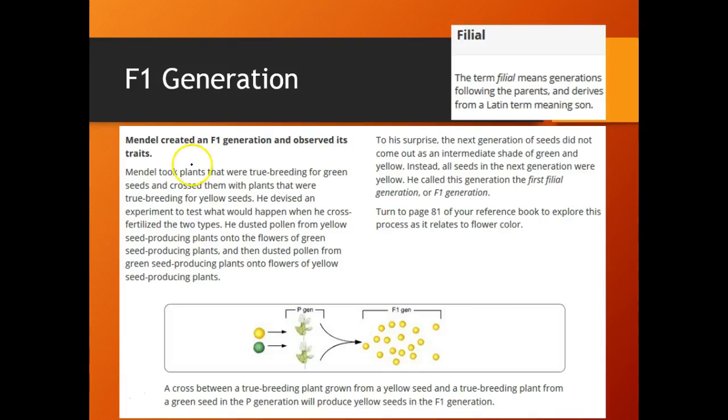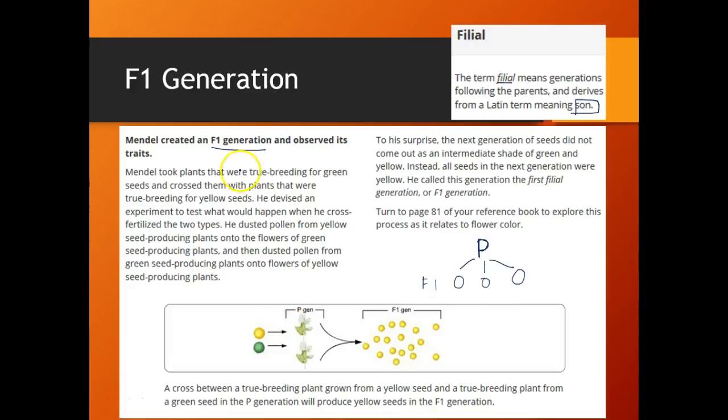Okay, so how he discovered this was he created an F1 generation. And F actually means filial, and that comes from the word meaning son. And so P generation was our first generation, right? And then after the P generation is going to make the F1 generation, where you have all of the offspring.